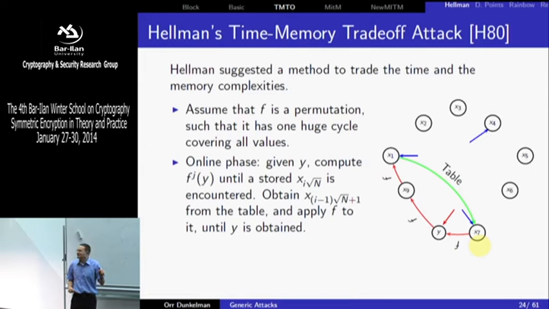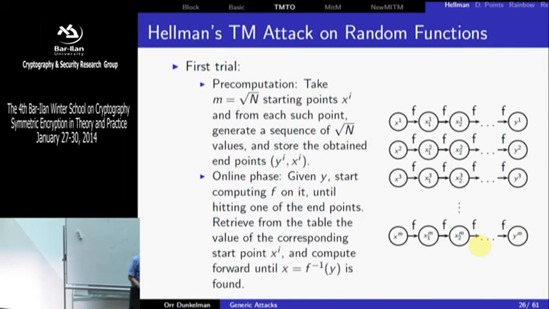So let's try to work with functions, because this is the case. And here is the solution. You take at random several starting points, let's say m starting points. You compute chains, again, chain, endpoint, and I store in the table endpoint, start point.